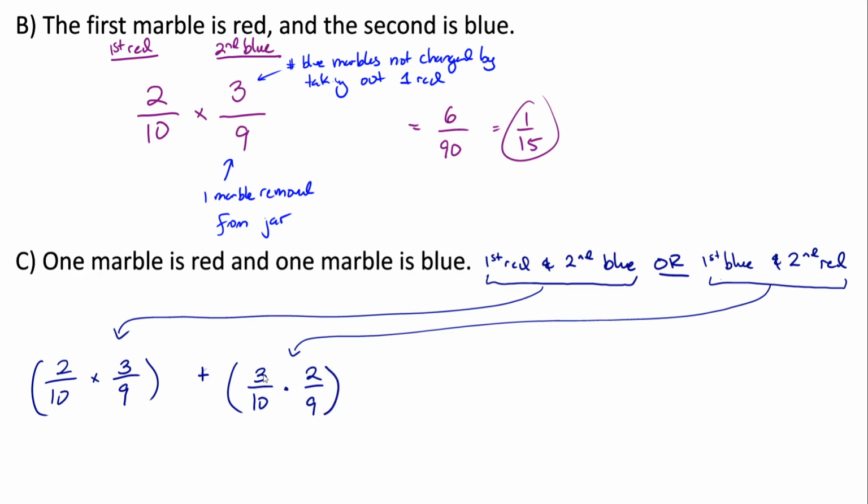The probability that the first is blue is 3 out of 10 because we have 3 blue marbles out of 10 marbles total. Then we remove 1 from the jar. There's only 9 left, but the 2 red marbles are still there. So the probability that our second marble is red will still be 2 out of however many marbles are left in the jar. So we end up getting 6 out of 90 plus 6 out of 90, and this is equal to 12 out of 90, or 2 out of 15.